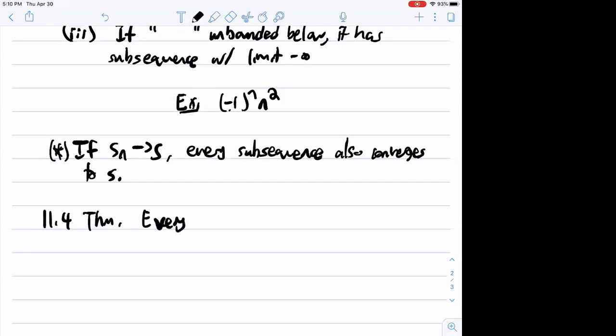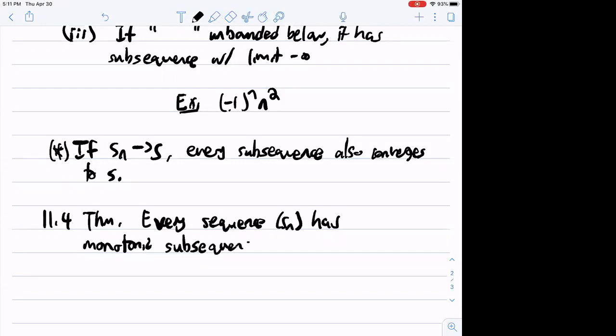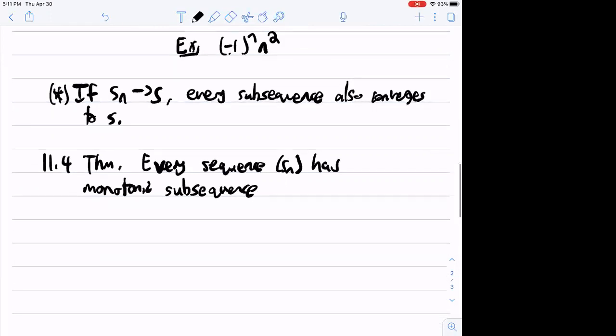Every sequence Sn has a monotonic subsequence. Yeah, I wouldn't really worry about this part. This one's big though. This one's like the big theorem. If you're going to memorize something.